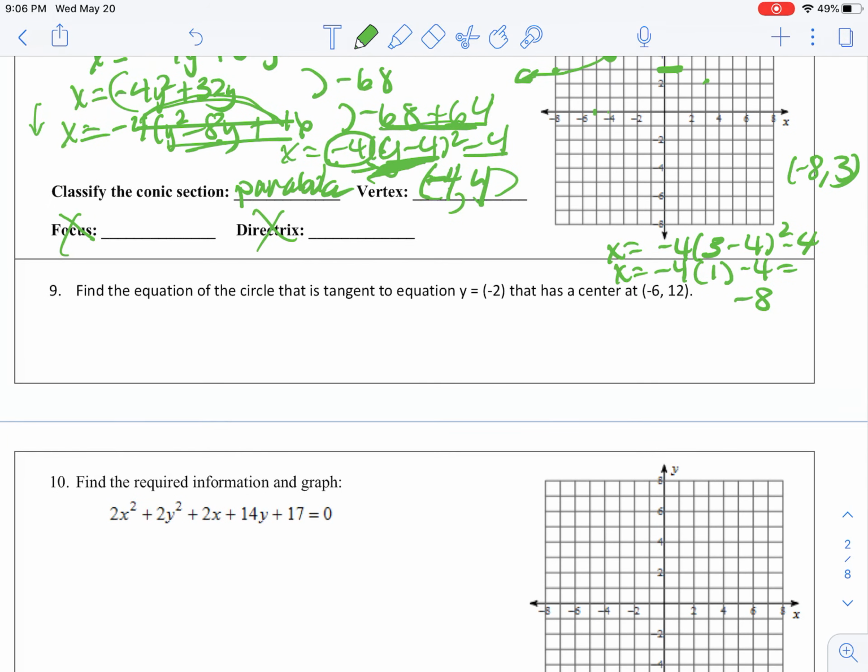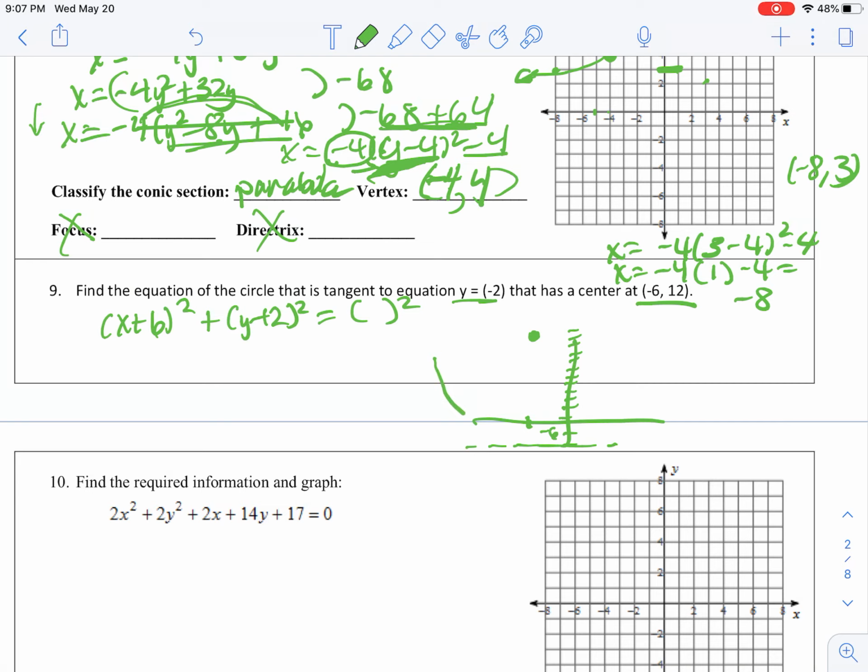Let's go to number 9. Find an equation of a circle. All right, so our circle is going to be x minus h squared, y minus k squared equals r squared. All right, x minus -6, y minus 12. And now we're at -6, 12. Get some more room. So I'm always drawing a picture so I can think. I'm at -6, 12, right here. And we know the line's tangent to y equals -2.